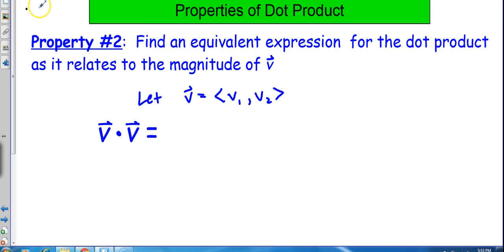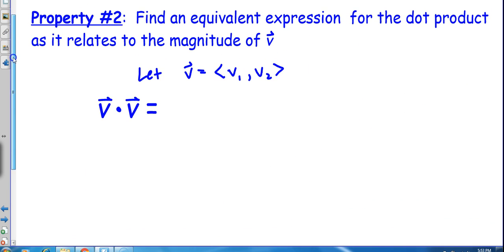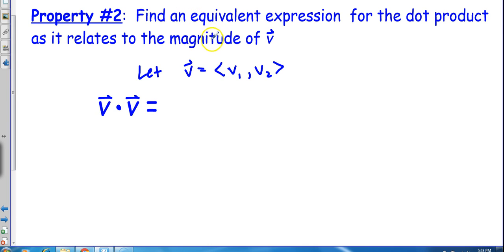All right, let's check out our second property of dot products. Property number 2, we want to find an equivalent expression for the dot product. So we're going to go through this and discover what this property is. If V is V1, V2, then we can find the magnitude of V relatively easily. That's going to be the square root of V1 squared plus V2 squared.